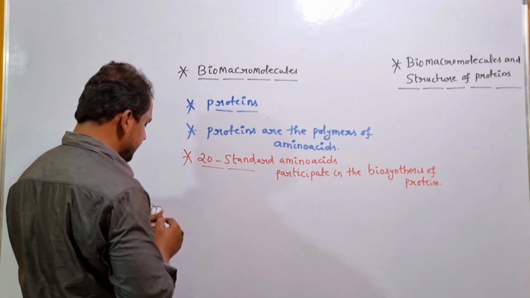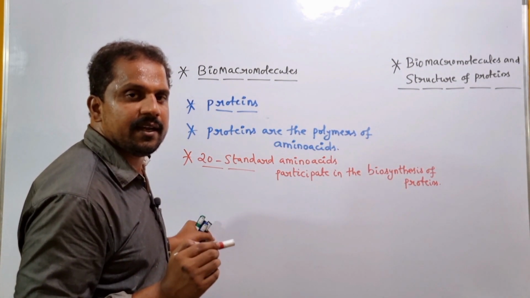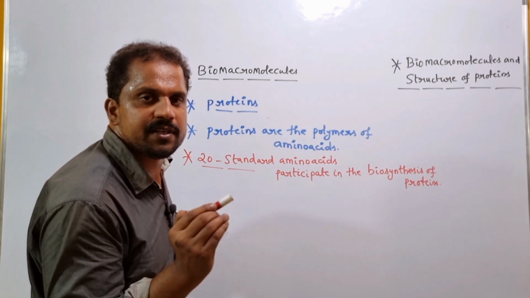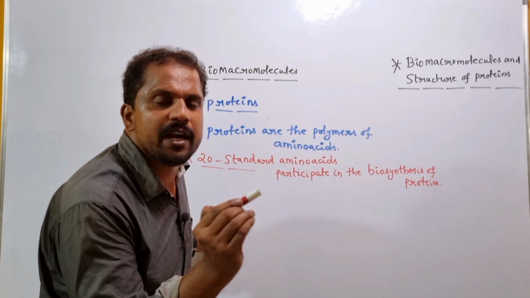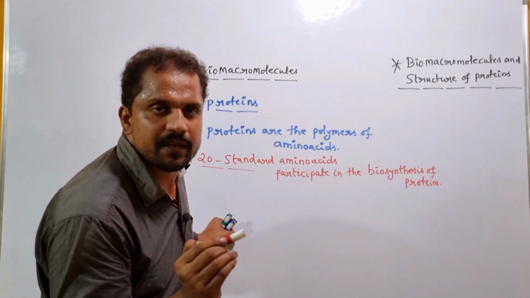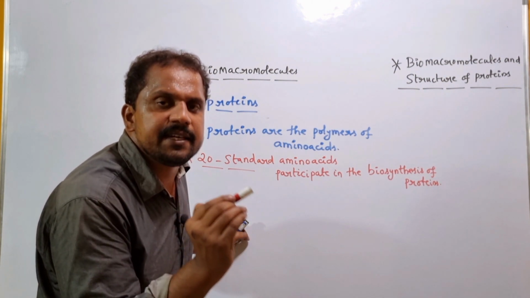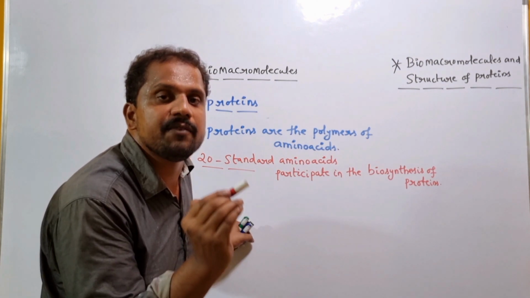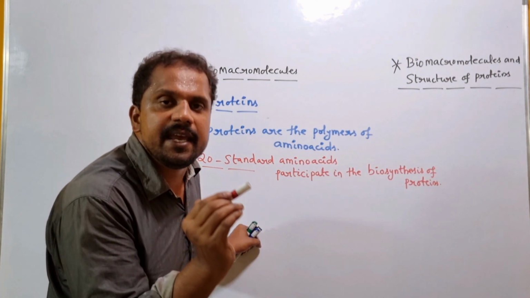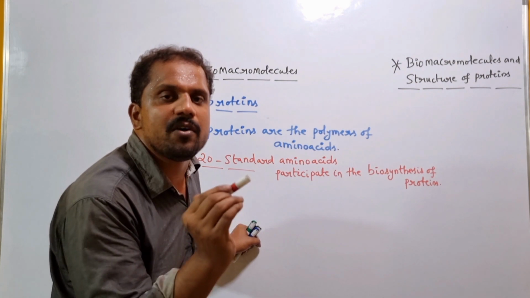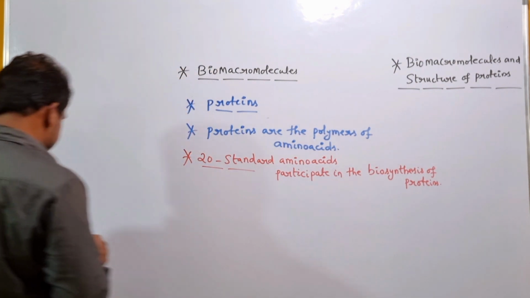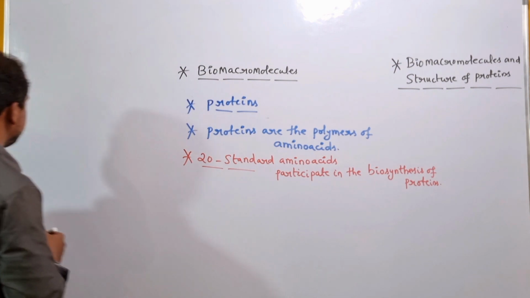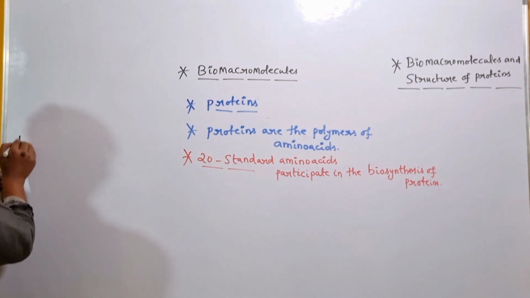20 standard amino acids. And one specific amino acid is capable of remaining in association with the neighboring amino acid by taking the advantage of a specific covalent bond, which is nothing but what? Peptide bond. Is it clear? One specific amino acid is capable of remaining in association with the neighboring amino acid by a specific covalent bond, which is nothing but the peptide bond. So look at here.